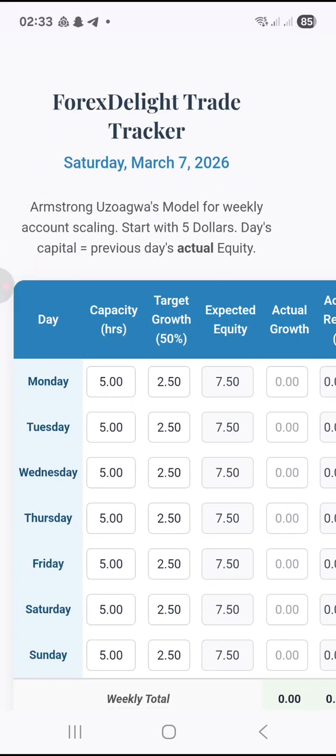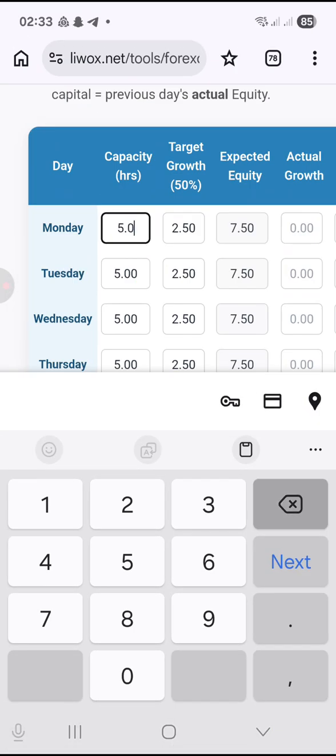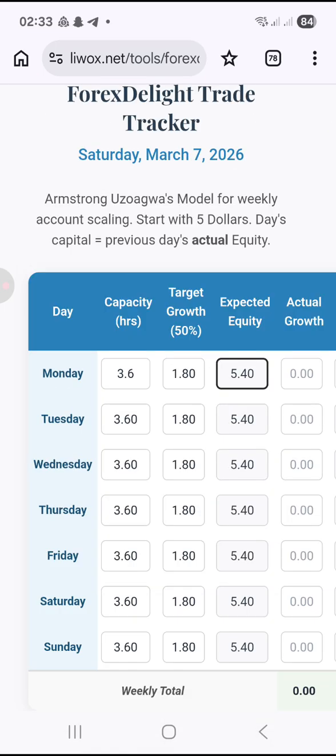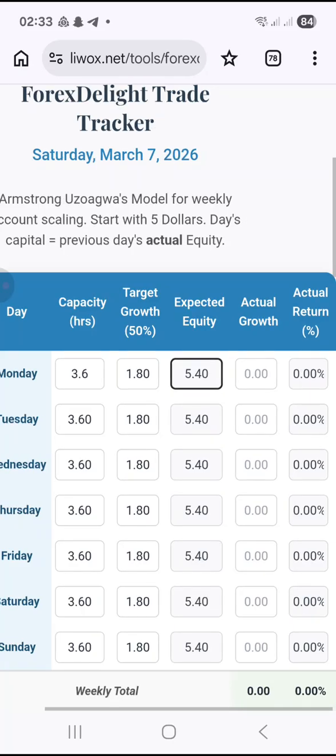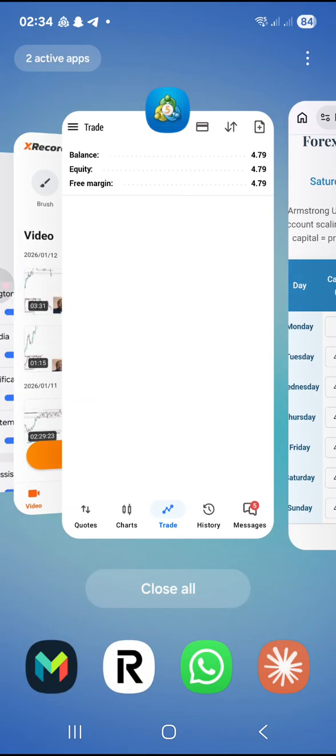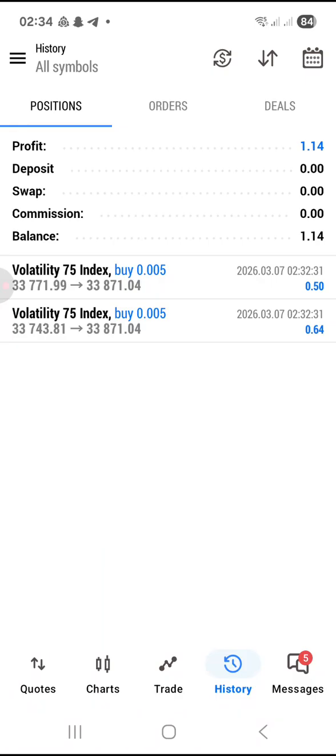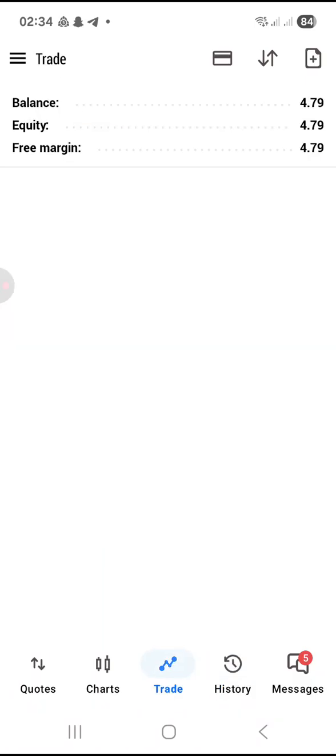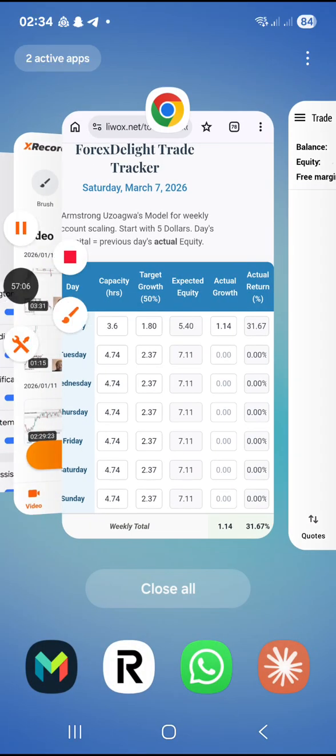So let's calculate. What we started with was 3.6, right? 3.6. We made 1.14. So that's 31%. We made 31% of the capital. That's it. I think we even stayed longer than 30 minutes.